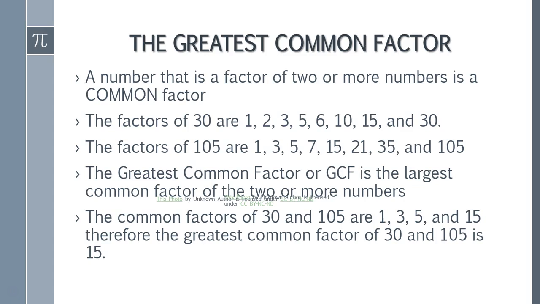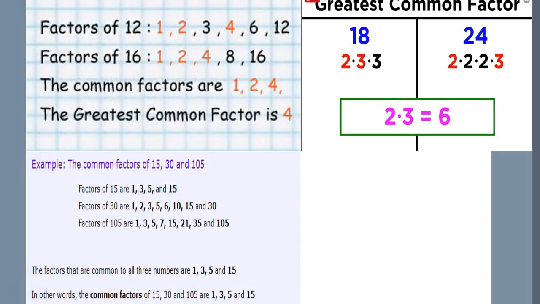The greatest common factor, or GCF, is the largest common factor of the two or more numbers. The common factors of 30 and 105 are 1, 3, 5, and 15. Therefore, the greatest common factor of 30 and 105 is 15. You can see some examples that I found online of how to find the greatest common factor. You want to find the factors that are common to all three numbers.